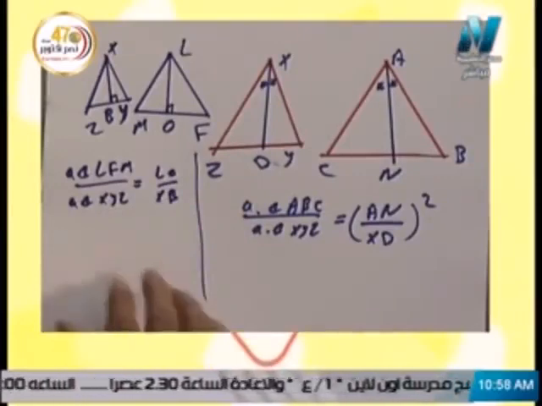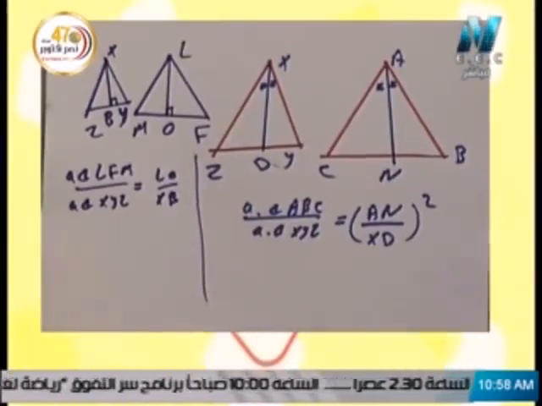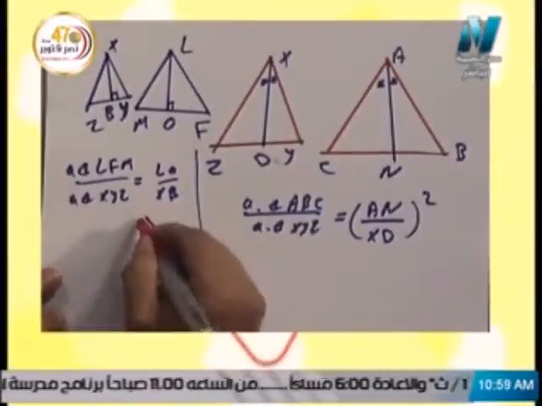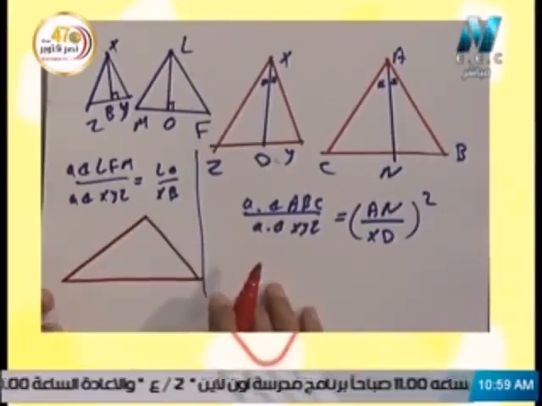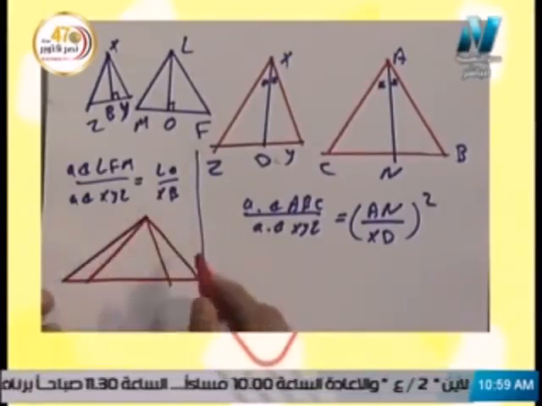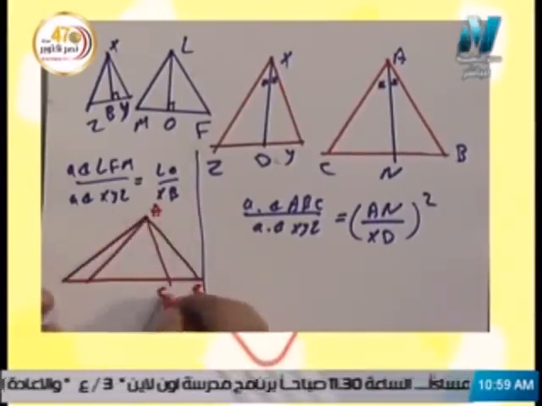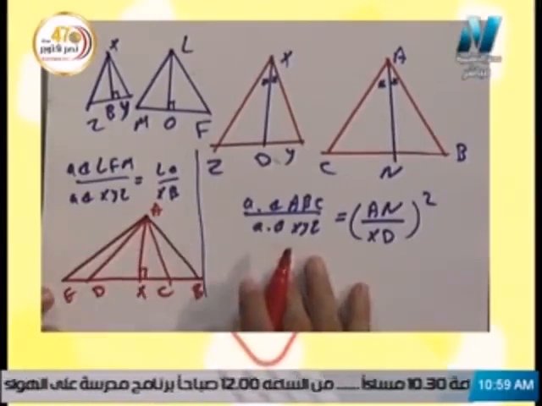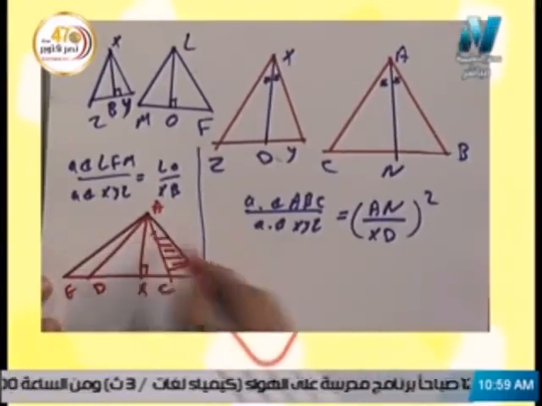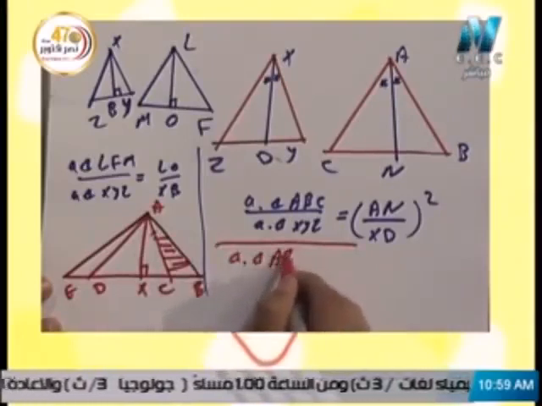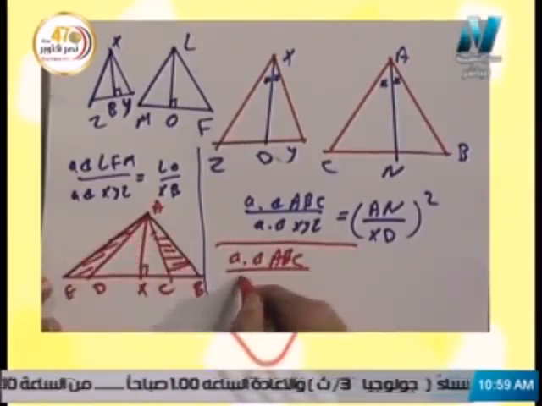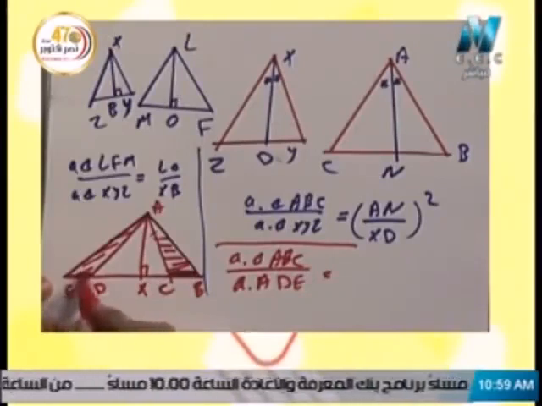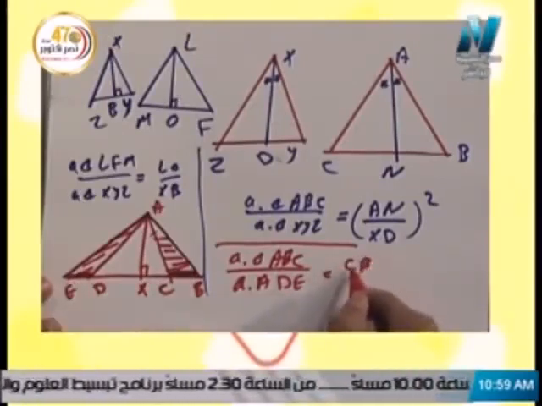My dear students, we have finished for now, but we can say also, if we have two triangles like that and we have the same vertex, this is A, B, C, D, E, and we have perpendicular here X. So the ratio between the area of triangle ABC over the area of triangle ADE equals the ratio between the two bases CB over DE.